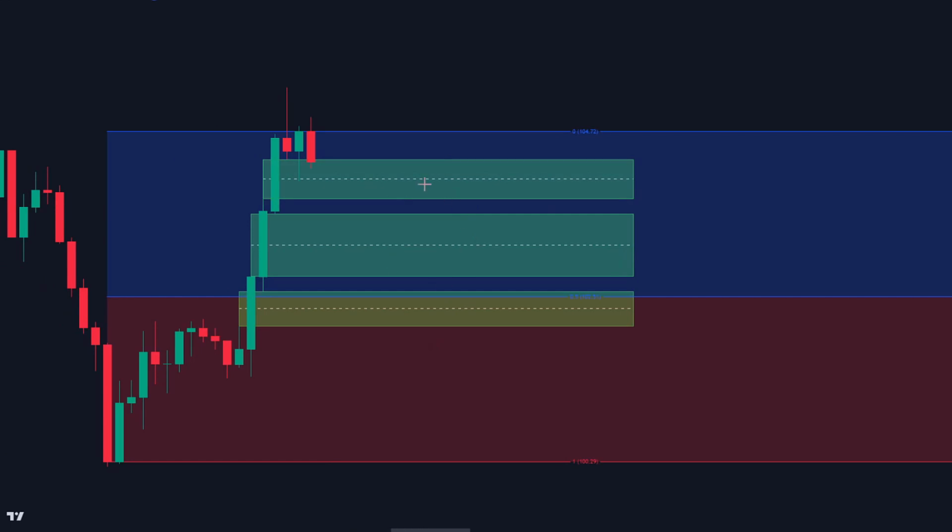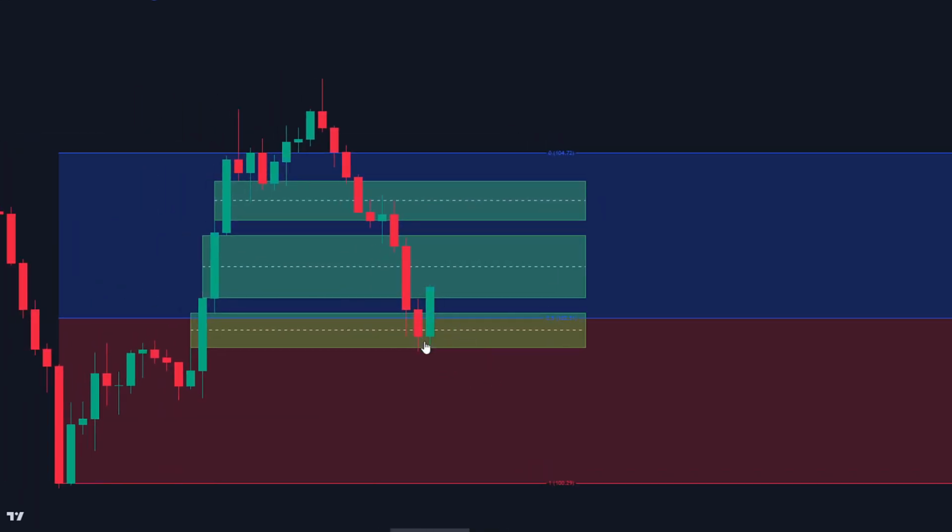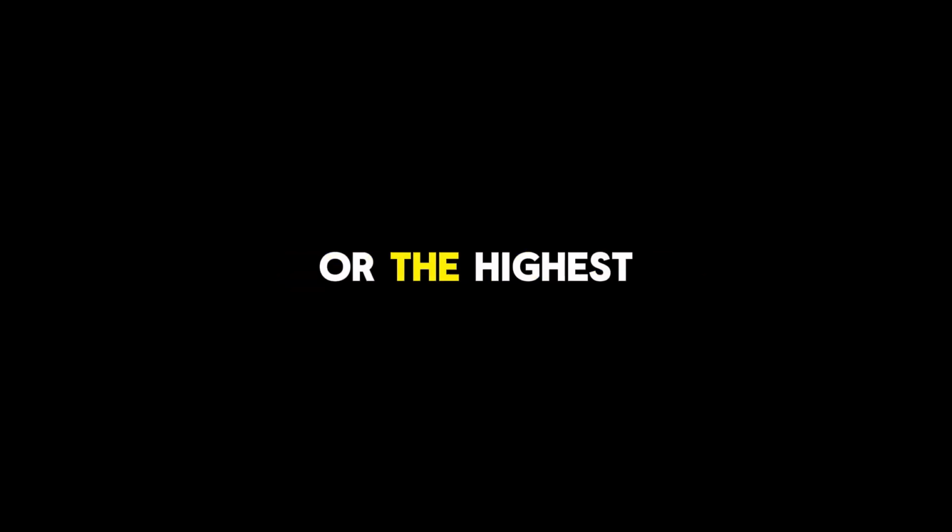And which one of these fair value gaps is in a discount area? So the price did come back and respected this fair value gap, not closing below. It violated the first one. Why? Probably because it was in premium. The second one also. Why? Because it was in the premium. But respected the lowest one. Why? Because the lowest are the strongest, or the highest are the strongest when the market is bearish.